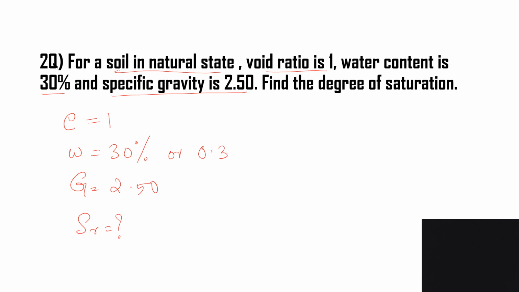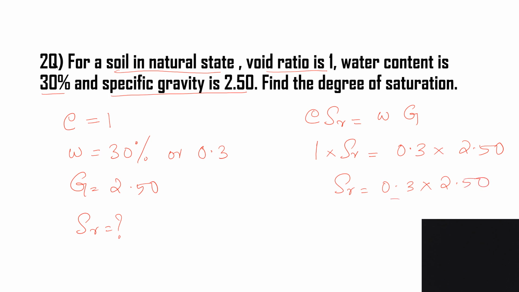Here also we can use the same relationship as the previous question, eSr = wG. Void ratio is given as 1, water content is 0.3 and specific gravity is 2.50. So Sr = 0.3 x 2.50 / 1, which is equal to 0.75. In percentage, we can represent it as 75%. So degree of saturation is 75%. Is it clear?